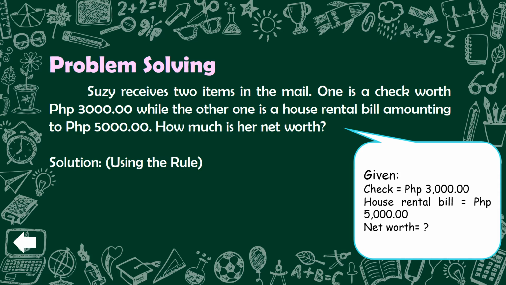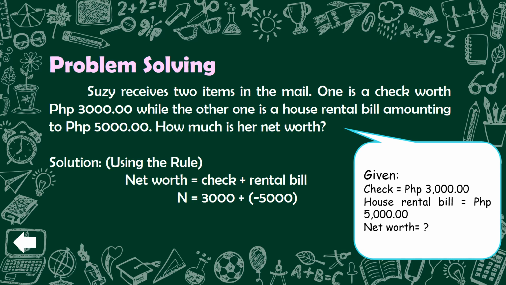For our solution, we will use the rule. So net worth is equal to check plus her rental bill. So we will have N equals 3,000 plus negative 5,000. We have different signs, so we will follow the second rule for adding the integers. If we have different signs, are we going to add or subtract? That's right, we will subtract.